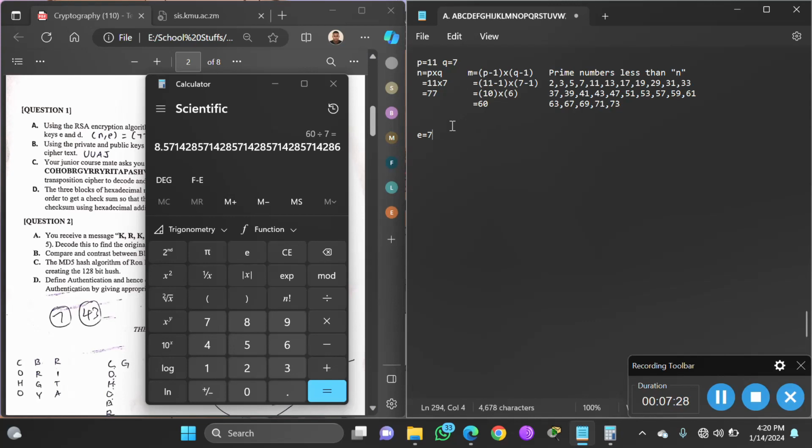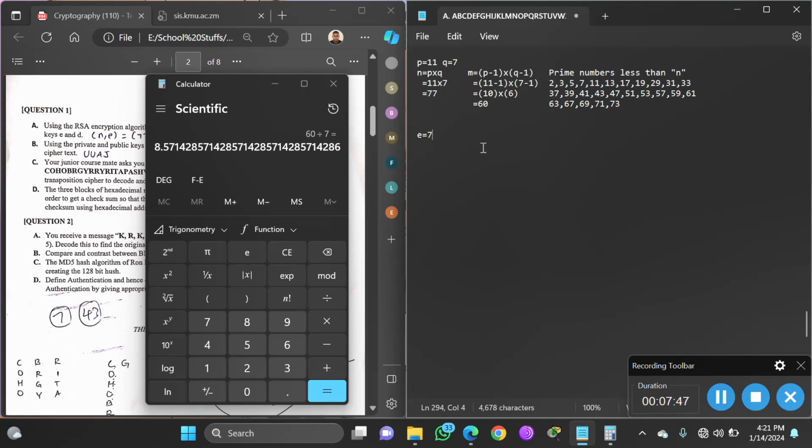For example, we said this 7, which is from a list of prime numbers less than n, dividing it into m, which is 60, we are getting 8.5, which is not giving us a remainder of 0. No wonder our E was 7, the number we used from that list. So that's how we do that.